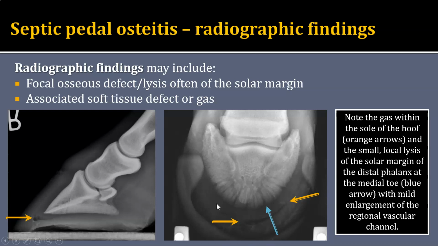On the DPO view here, the gas is actually a little bit more linear here in this region. And then if we look closely at the distal phalanx, a focal area of solar margin defect or lysis is present with focal widening of the vascular channels. And this is very consistent with probably sole abscess or other sort of penetration with focal septic pedal osteitis.